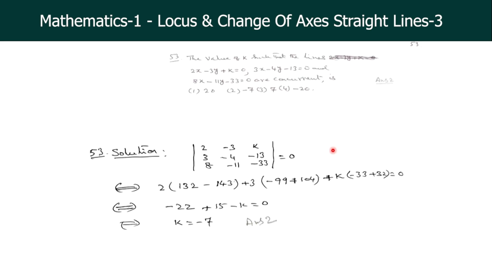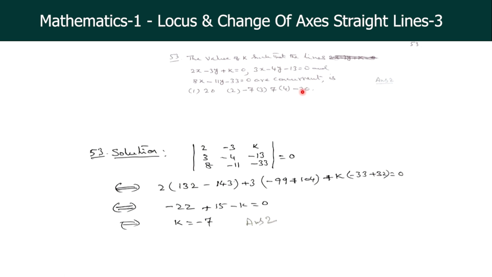The value of k such that 3x minus 2y plus k equal to 0, 3x minus 4y minus 13 equal to 0, and 8x minus 11y minus 33 equal to 0 are concurrent is: first option 20, second option minus 7, third option 7, and fourth option minus 20.